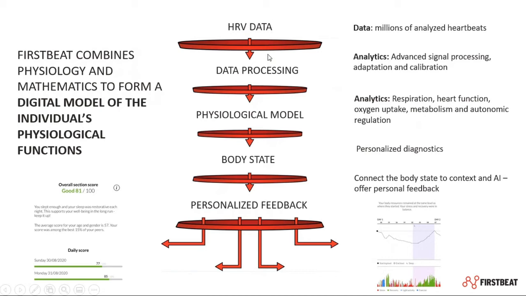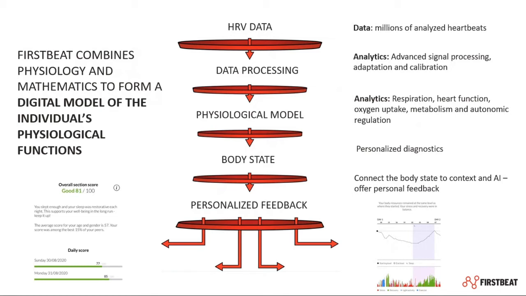And then we go through a data processing step. Advanced signal processing, various calibrations and error correction algorithms take place in the data processing part. And then after that, we can start forming that physiological model for the person. We can estimate from that data, for example, respiration, oxygen uptake, different autonomic regulation parts.